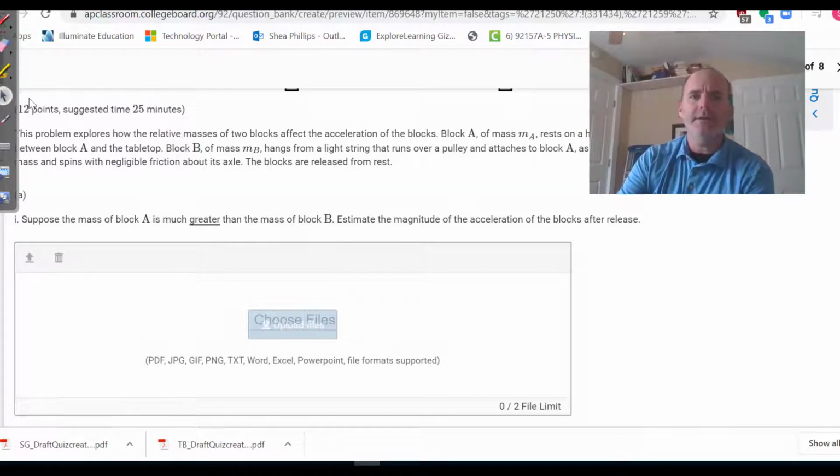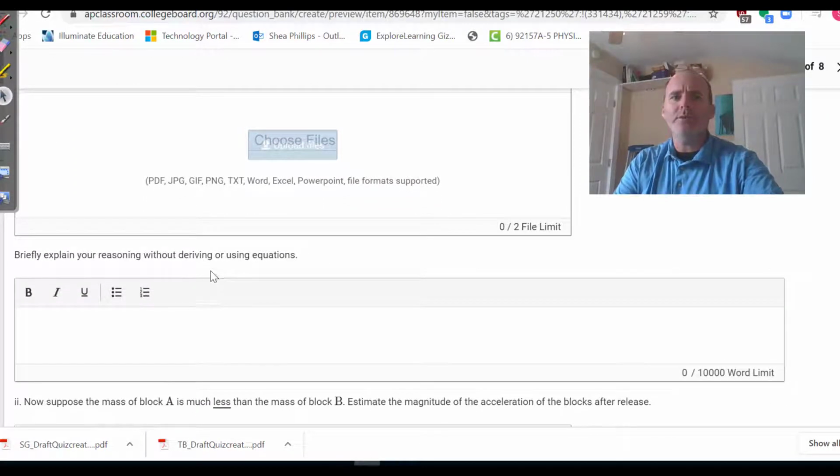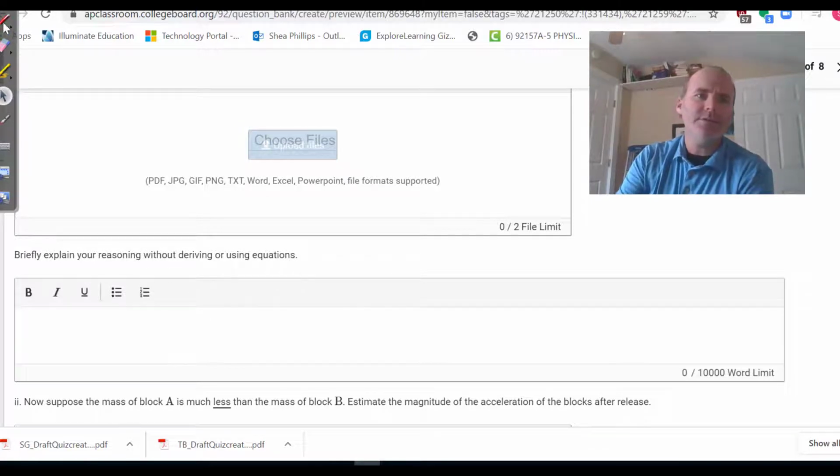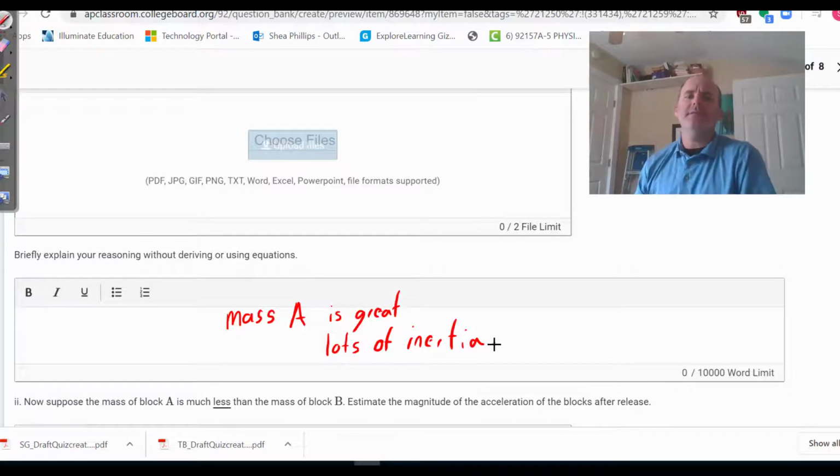All right, now down here, briefly explain your reasoning. This could be really straightforward and simple. It's because the mass of A is great, or it has lots of inertia. So inertia is the tendency to resist accelerating because it has a big mass.